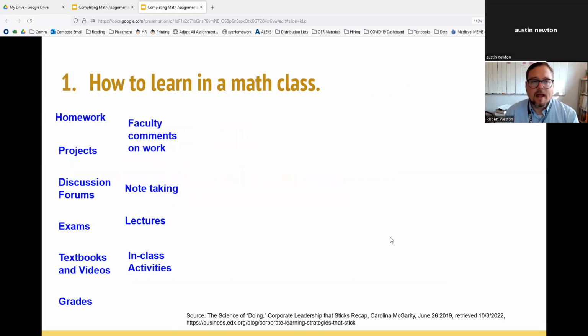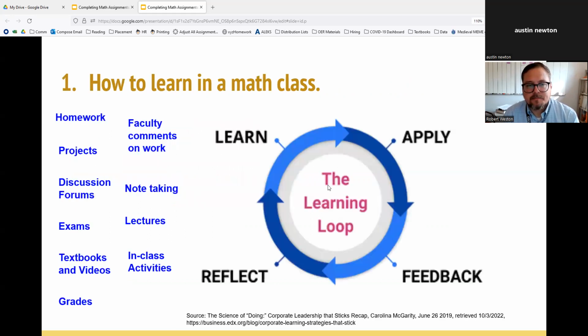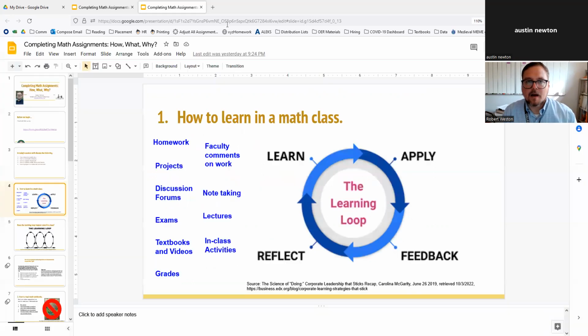So how to learn in a math class. Here I have this idea of a learning loop. It's this idea that in a course, or in life in general, we'll learn an idea or concept, we'll apply it, we'll get feedback, and then we'll reflect on what that feedback was telling us. I'm going to break this down a little bit, and I'll ask some questions about all these different components.